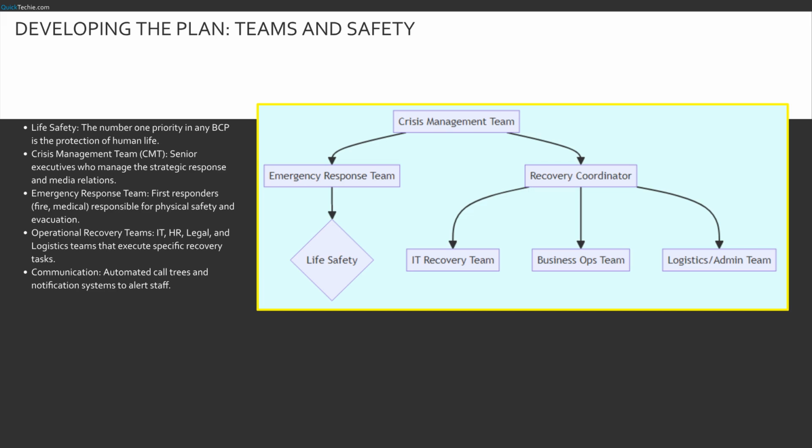A critical failure point is communication. If the phone lines are down, how do you call the team? We need redundant call trees and automated notification systems.